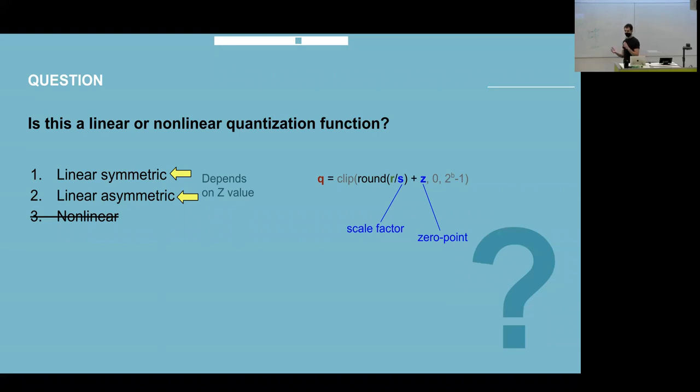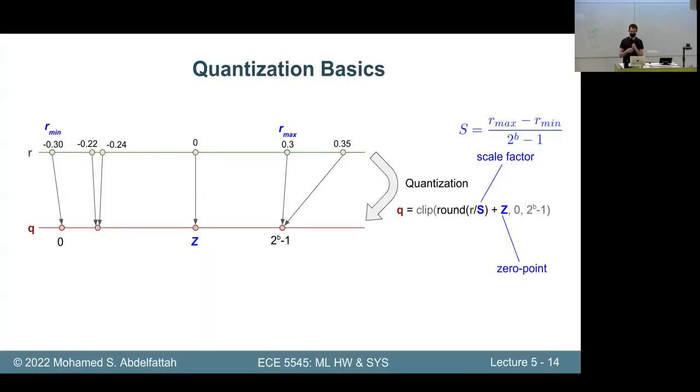Whether it's symmetric or asymmetric depends on my 0 point. It doesn't really depend on this function. So if the 0 point is 0, that's what we call symmetric. If it's a nonzero value, then it is asymmetric. And so coming back to that scale factor, hopefully you had a bit of time to think about it now. Yes, Rashmi. Yeah, we'll get to it here, but it's a good question because I haven't really said so.